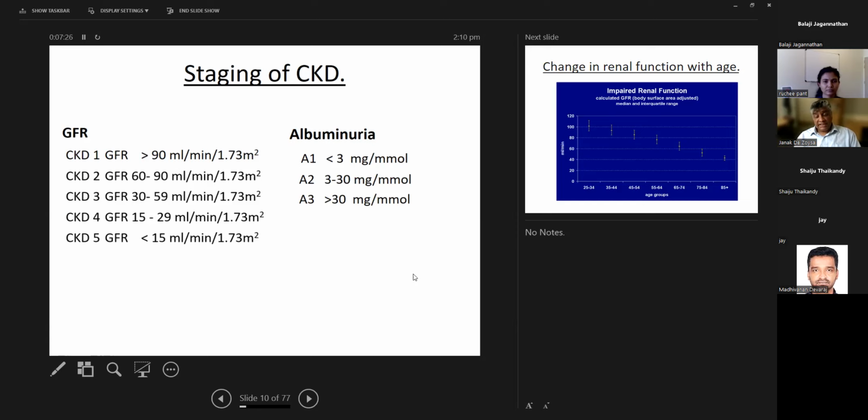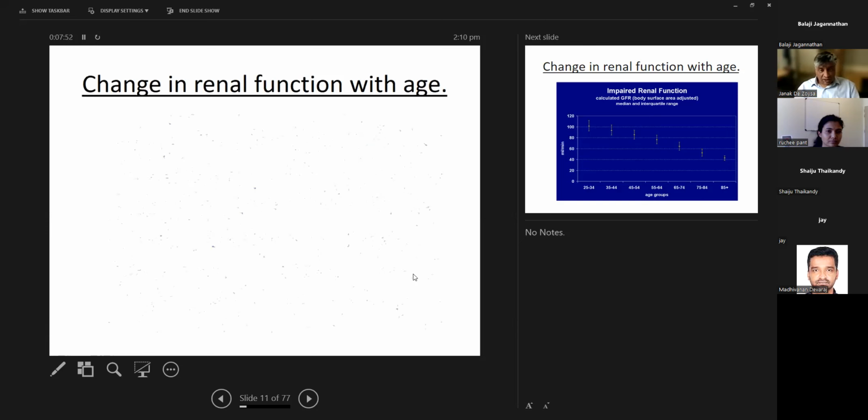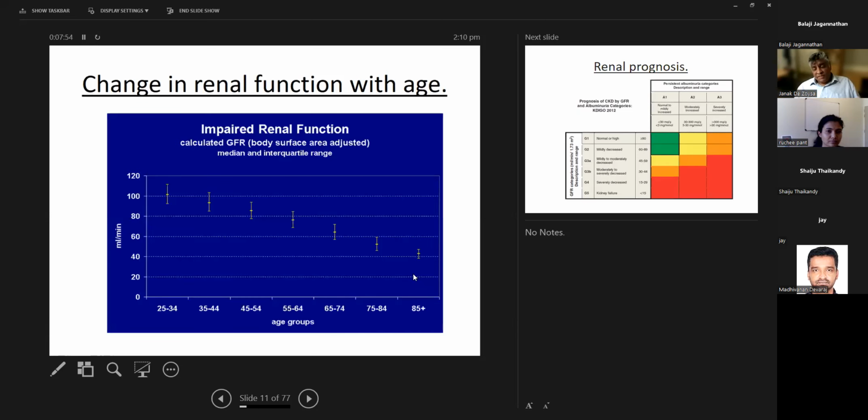And similarly, the kidney can leak albumin or protein, and we've got 3 stages of albuminuria. So CKD A1, where the urine albumin creatinine ratio is less than 3, CKD A2, where it's between 3 and 30, and CKD A3, where it's more than 30 milligrams per millimole.